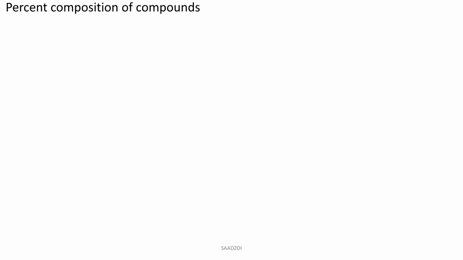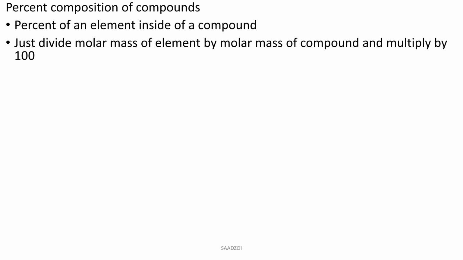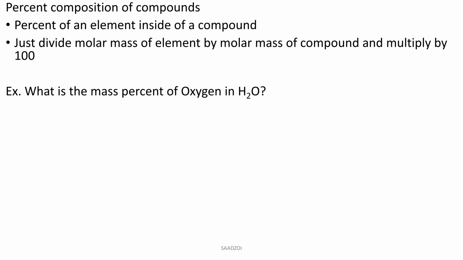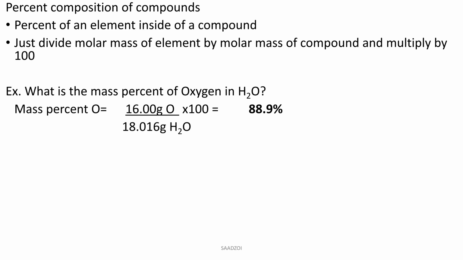All right, moving on to percent composition of compounds. Percent of an element inside of a compound, this is basically the element's mass divided by the total mass of the compound. It's pretty simple. Like here, the molar mass is 18, right? 16 from oxygen, 2 from hydrogen, 18. So if you're trying to figure out the mass percent of oxygen, all you have to do is take the molar mass of oxygen, which is 16, divided by the total molar mass, which is 18, and multiply by 100. And when we do that, we get 88.9%. So 88.9% of this compound is going to be oxygen.